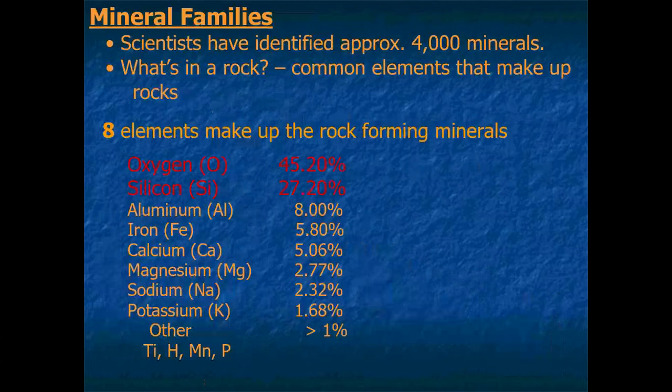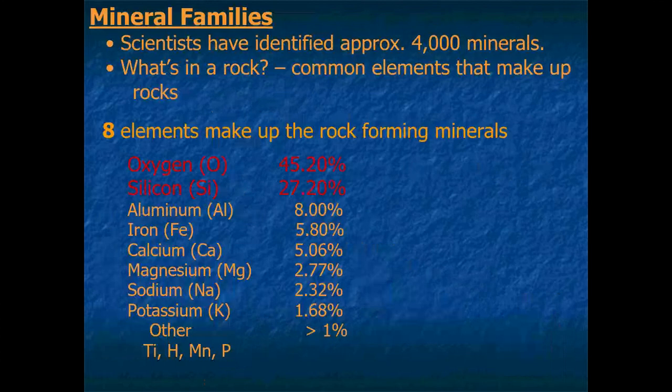So this brings us now to looking at mineral families. Scientists have identified approximately 4,000 different minerals, as we indicated at the beginning of the discussion of this part. So we're going to ask ourselves, what's in a rock? Because in the next few slides, we're going to start moving into the discussion of rocks. Remember, minerals make rocks. So what's in a rock?